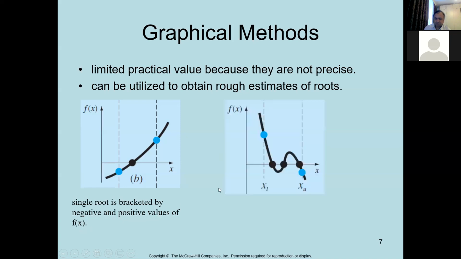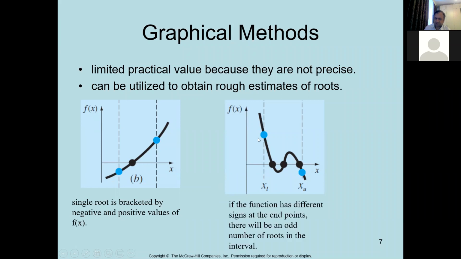x. And here in another case, you can see another function. Okay, the function can be any type. So here in this case, in this function, you can see that there are three roots.